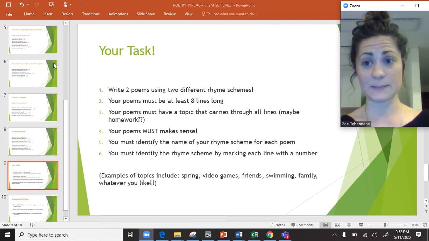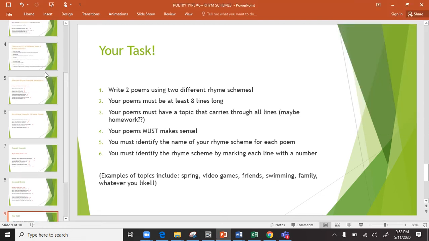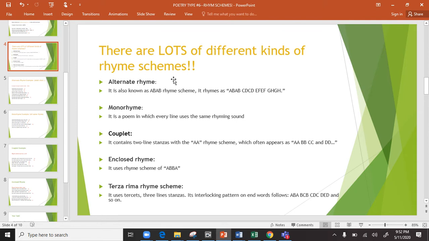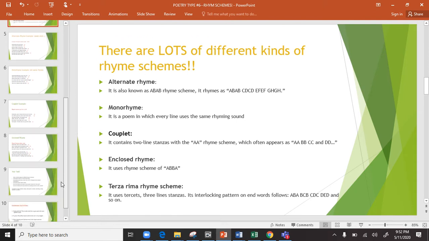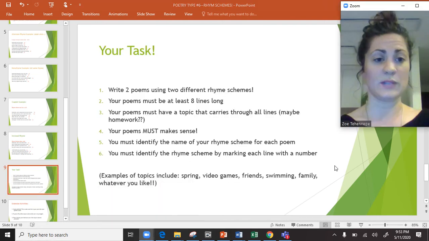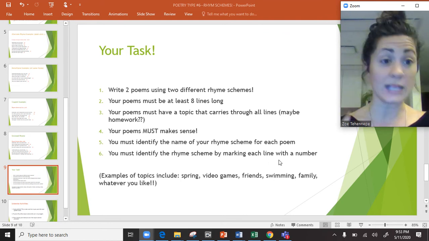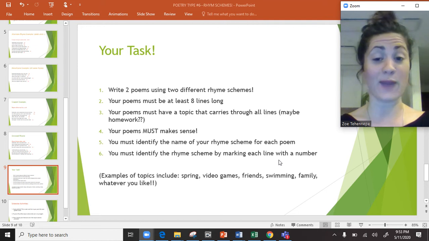So that would be one of these. Let's just scoot up to that page for a second. That would be one of these. Alternate rhyme, mono rhyme, couplet, enclosed rhyme. You need to actually say in your poem which one of those you're using. And then you must identify the rhyme scheme by marking each line with a number, just the same way I've done in all my examples, okay?